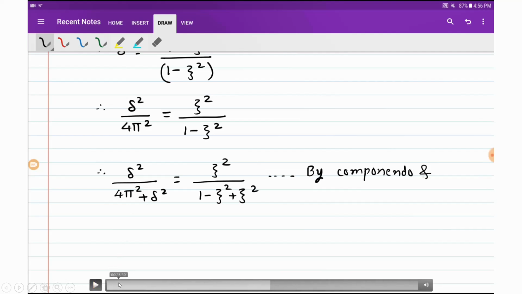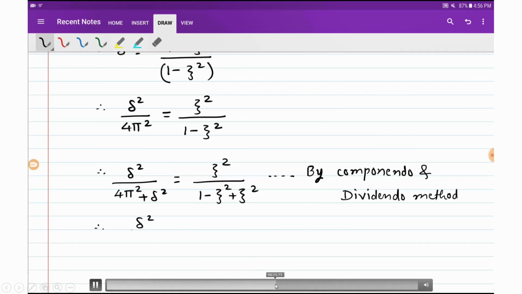So this is the componendo and dividendo method. So numerator is delta square, which we have added in the denominator. Here numerator is zeta square, that is also added in the denominator, so that we can cancel out this zeta square from this side in the denominator.